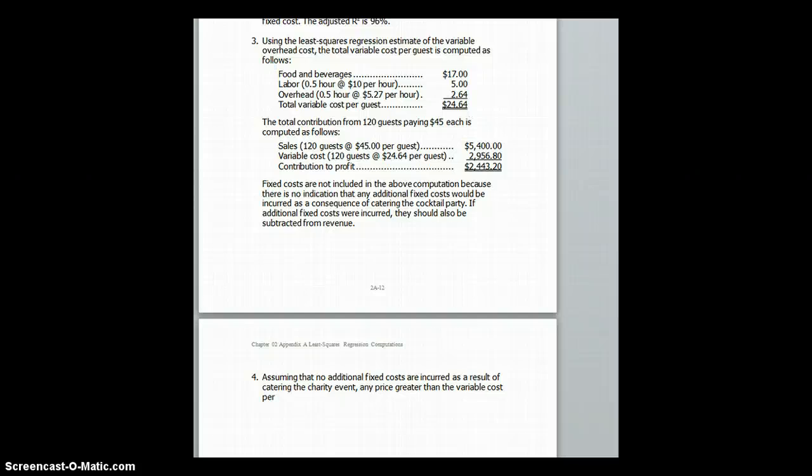What we want to do is use the contribution format of an income statement that we discussed in Monday night's class. Our sales revenue for 120 guests, where we charge $45 per guest, would be $5,400. Our variable cost would be 120 guests at $24.64 per guest, to come up to $2,956.80. Our contribution margin, or contribution to profit, will be the difference between those two. Sales minus variable cost gives you contribution margin, therefore $2,443.20.